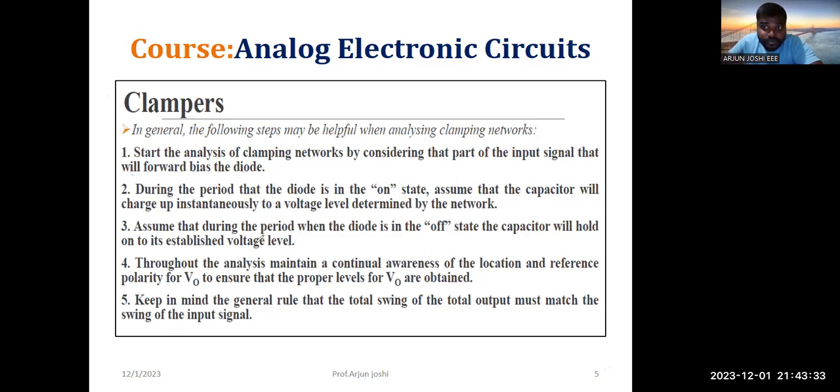In that time also, the diode should be on. Here the tau, or the capacitor, is going to play a very important role in order to maintain some voltage during the diode off condition.